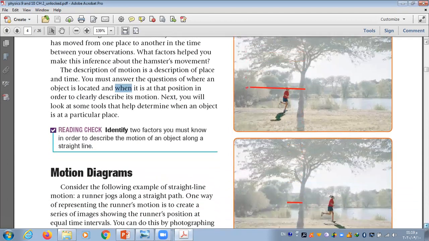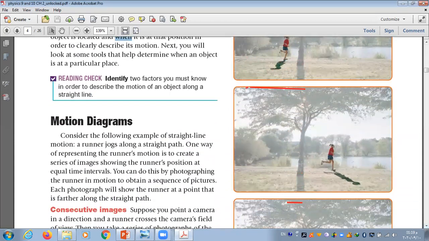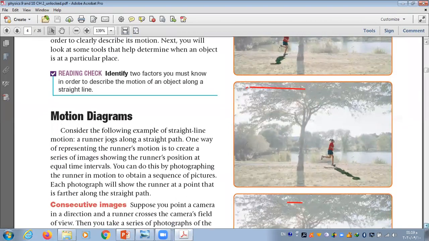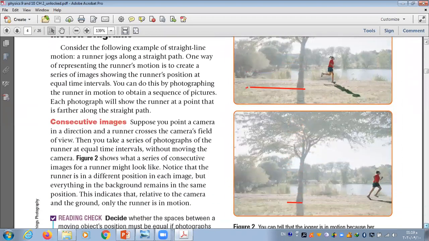Also, you can see here, she passed across the tree. She passed the tree. Also here, if you continue down, her position changed also. This is the position here, then the position here also changed, right? So how can you tell an object is moving? When its position changes. Okay.